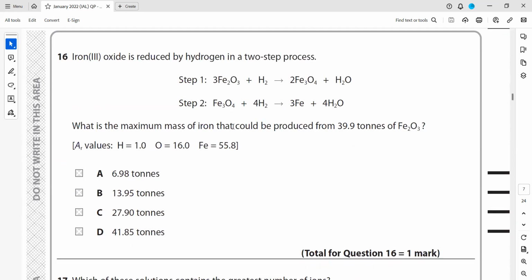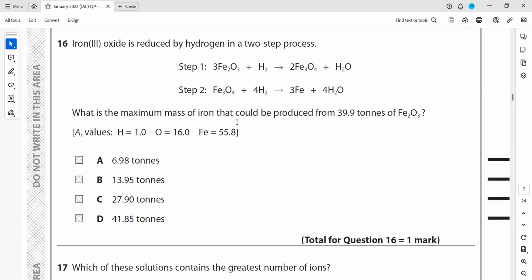Iron(III) oxide is reduced by hydrogen in a two-step process. What is the maximum mass of iron that could be produced from 3.99 tons of iron oxide? So we'll use a ratio of the mass. First, we'll take a ratio of the mass of these two, and then we'll take a ratio of the mass of this one. So if we take the ratio of the mass, 2 Fe2O3 and 2 Fe3O4. When we are taking the ratio of the mass, remember you take the total, including the coefficient of the molecule.